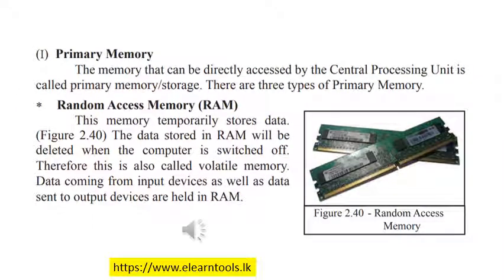Now we'll talk about primary memory. The memory that can be directly accessed by the CPU is called primary memory, right? Now we'll talk about random access memory, which is also a primary memory. This memory temporarily stores data. You know, temporarily means it stores data for a short period of time. That means it will store data as long as the power supply is provided. The data stored in RAM will be deleted when the computer is switched off. Therefore, it is also called volatile memory. Data coming from input devices as well as data sent to output devices are held in RAM.